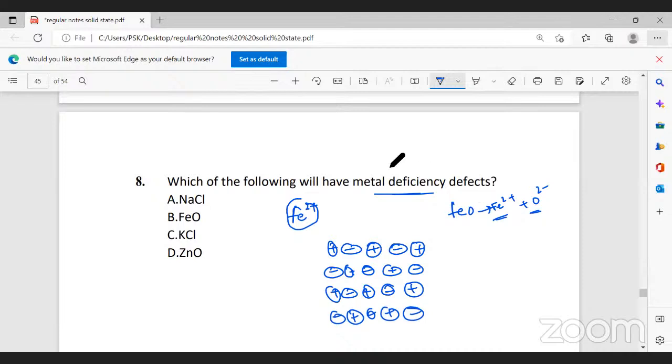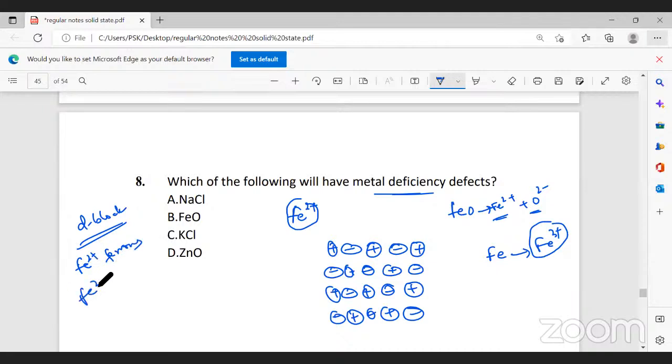Now, can iron exhibit the Fe3 plus state? I don't know whether you have learned the d block chapter in your school. D block elements will show variable oxidation state. Iron in 2 plus state is called ferrous, and iron in Fe3 plus state is called ferric ions. So d block elements generally show more than one oxidation state.